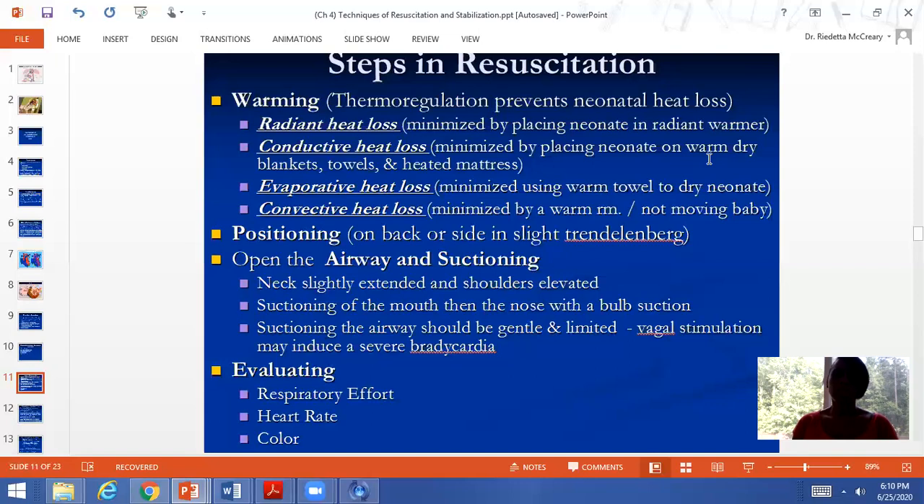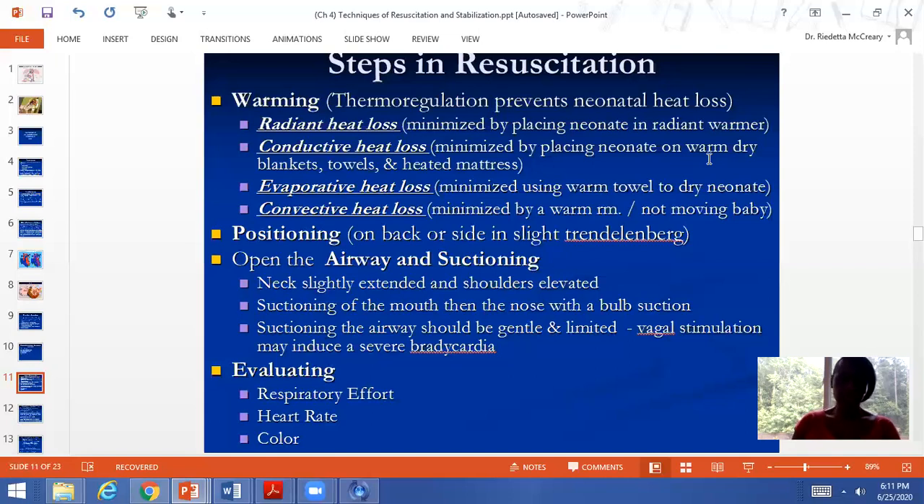So make sure that they are on dry surfaces: a warm, dry blanket, a warm, dry towel, or a heated mattress. Evaporative heat loss is minimized by using a warm towel to dry the neonate. If you have liquid on their skin, it is a source for heat to be evaporated from the top layer of their skin out of their body. And convective heat loss is minimized by a warm room and not moving the baby a lot.